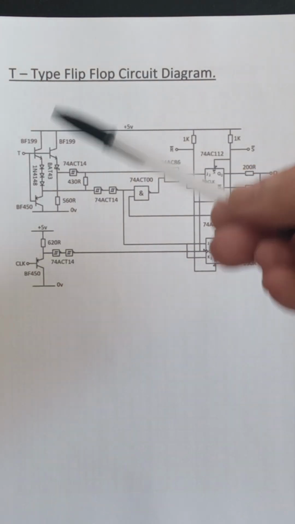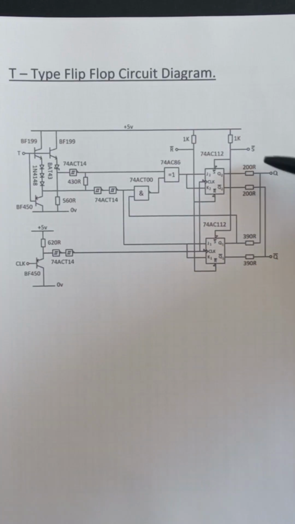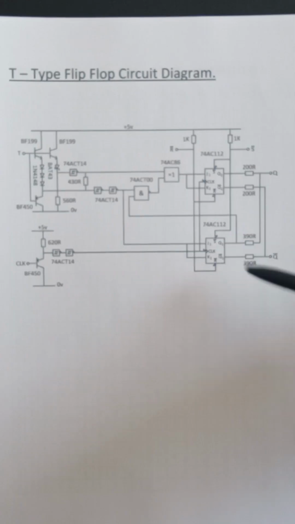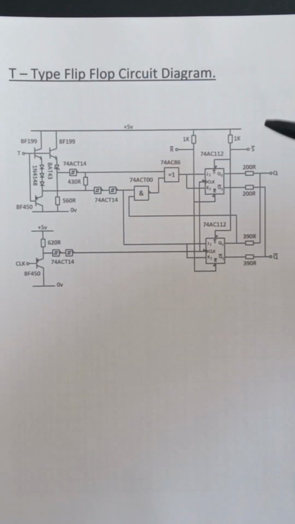Right, so the final thing is the output resistors. 200 ohms resistor there for Q1 and Q2, not Q2, and 390 ohms for Q1 and not Q1. That converts the binary into quaternary. So the output Q is here, and the output Q bar is there. Q bar gives the output 3210 in response to Q being 0, 1, 2, 3 in that order.